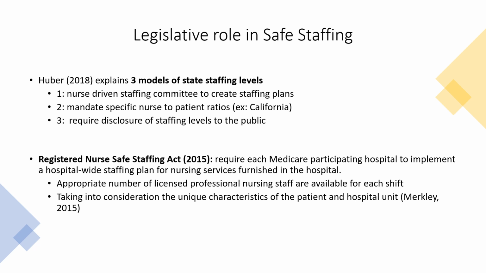The Registered Nurse Safe Staffing Act of 2015 was major because it required Medicare participating hospitals to implement staffing plans. Like I mentioned before with the committees, they also required the appropriate number of licensed professional staff on each shift. And then they also looked at the characteristics of the patient and the hospital unit. So they looked at the acuity levels as well.